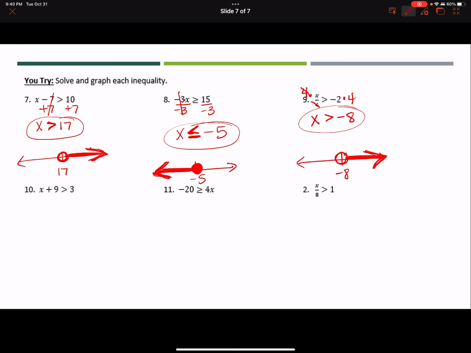All right, number 10, x plus 9 is greater than 3. The opposite of plus 9, we're going to subtract. So we have x is greater than 3 minus 9. Use your calculator. -6. The x is on the left-hand side. So -6. And we got an open circle because it's a greater than, not a greater than or equal to. And we're shading to the right.